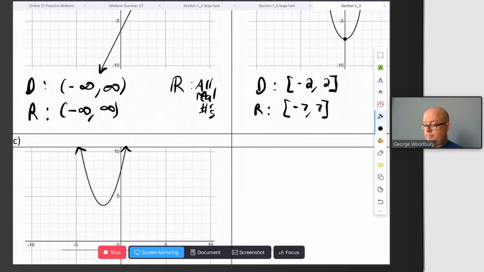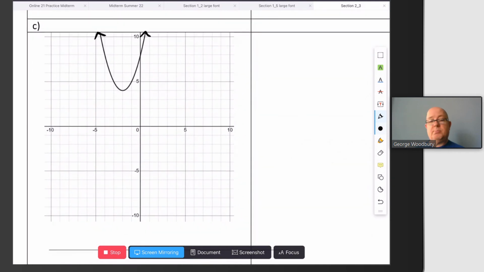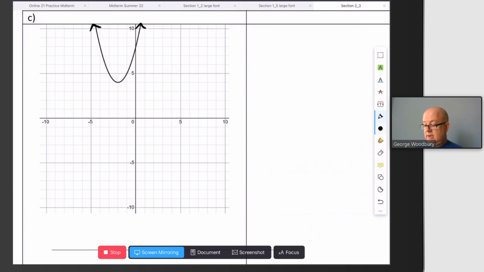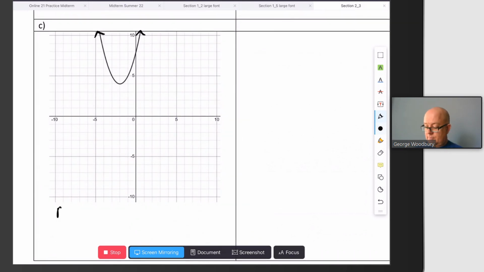One last one to go. This shape is a parabola, and it has an arrow on the left and an arrow on the right, indicating that the domain goes from negative infinity to infinity, or all real numbers. There's an arrow on the left and the right, so that means that it covers all the x values.